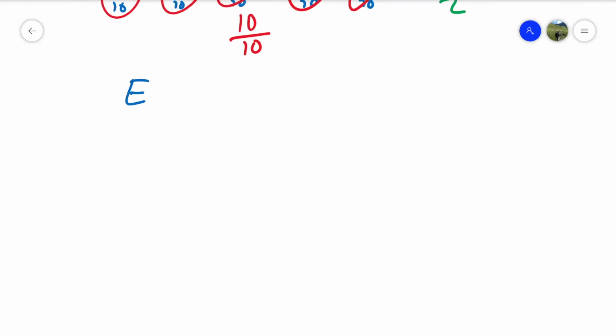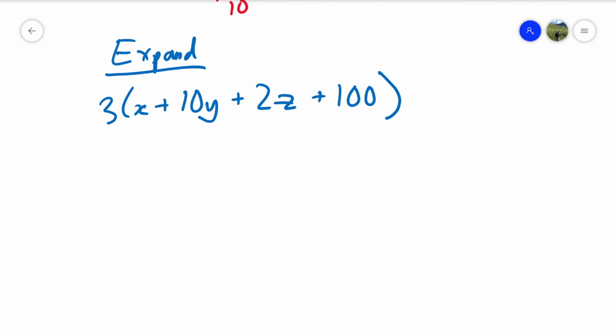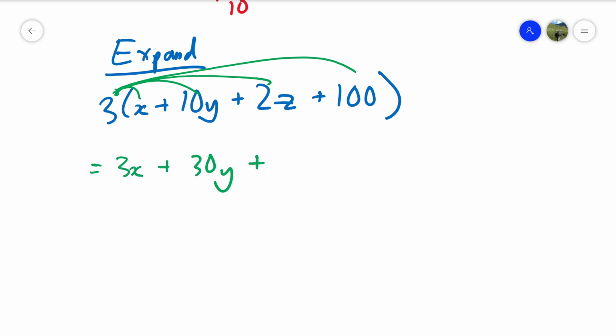Next question. It's an expand question. Have a go in your own time. See you back here when you're ready. Right. Well, the thing on the outside is multiplying the bracket, and therefore it's multiplying everything, because a bracket is defined as being a collection of things. So that's simply 3x plus 30y plus 6z plus 300. That's your answer.